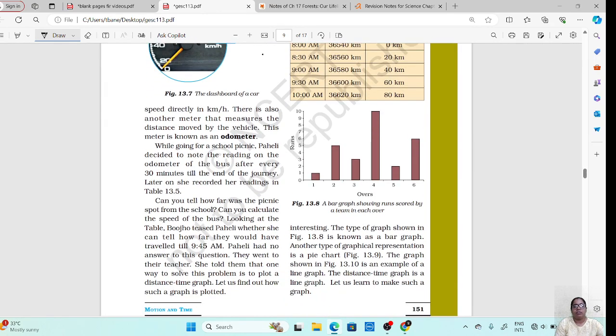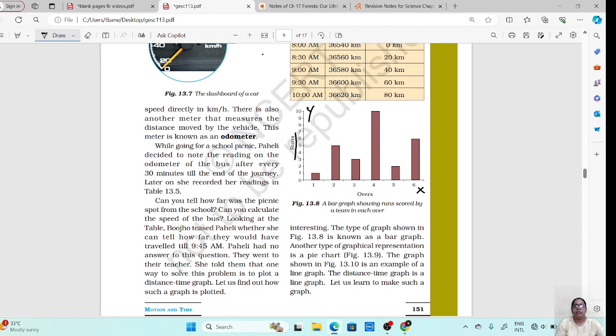First type of graph is a bar graph. Here we can see this is a bar graph. It consists of a y-axis which represents the total runs scored by the athlete, and the x-axis. This is the y-axis of the graph and this is the x-axis. The x-axis represents the number of overs in a match and the y-axis represents the number of runs scored by the player in those overs. So how to read this bar graph now?